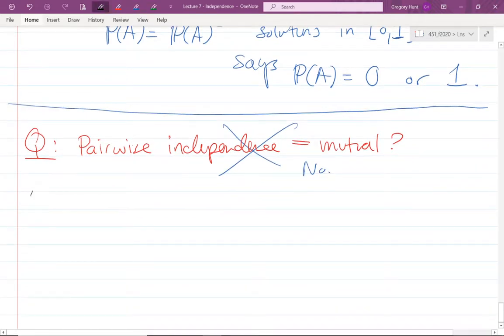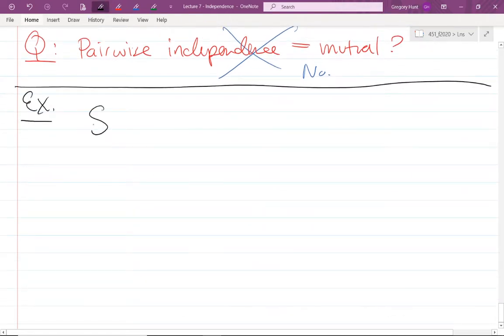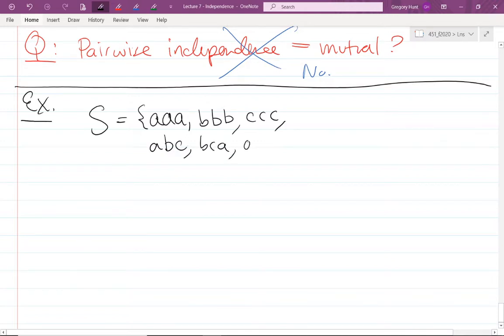And so let's do a little example. This will give us some more practice with independence. So again, it's a bit of a contrived example, but let's look at it. We're going to have our sample space be a couple different kinds of triplets of letters: AAA, BBB, and CCC. And then permutations of A, B, and C: ABC, BCA, ACB, CBA, BAC, CAB. How many permutations of 3 letters are there? 6. 1, 2, 3, 4, 5, 6. So we're good.